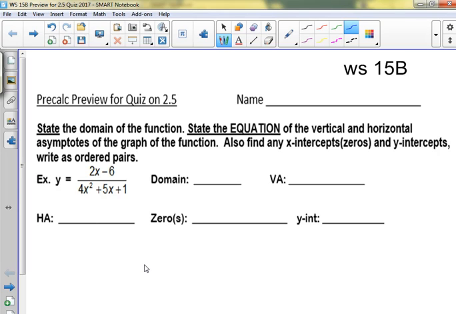All right, this is what the quiz looks like tomorrow. It says state the domain, state the equation. That's your subtle hint to remember it has to be like x equals or y equals, not just a number, okay? Of the vertical and horizontal asymptotes of the graph, also find any x-intercepts or zeros and y-intercepts and write those as ordered pairs, which I have been doing, okay? The domain you don't have to write as an interval.